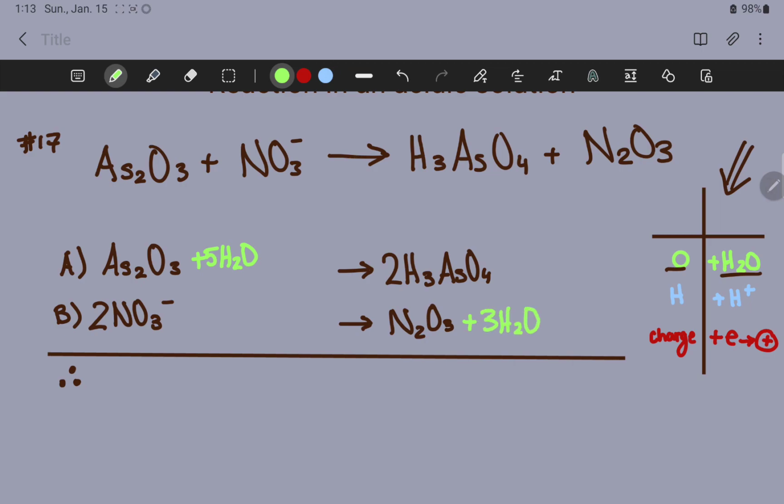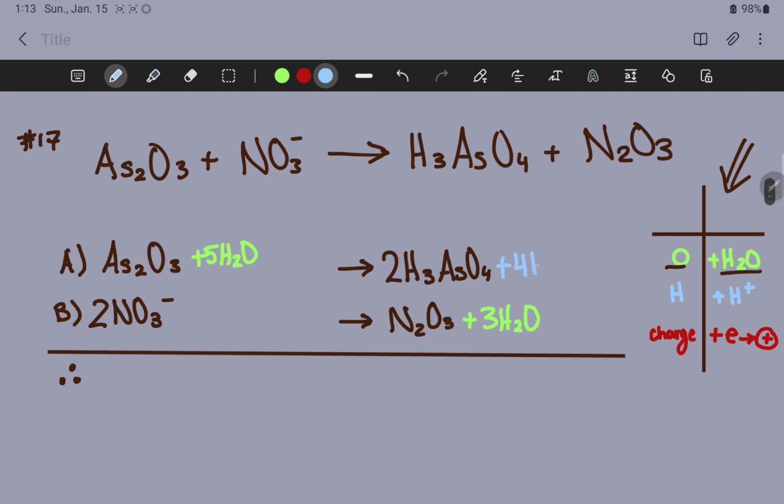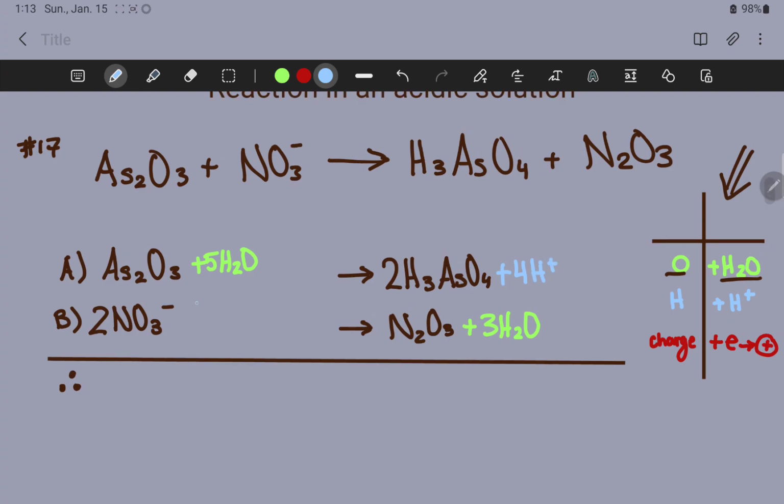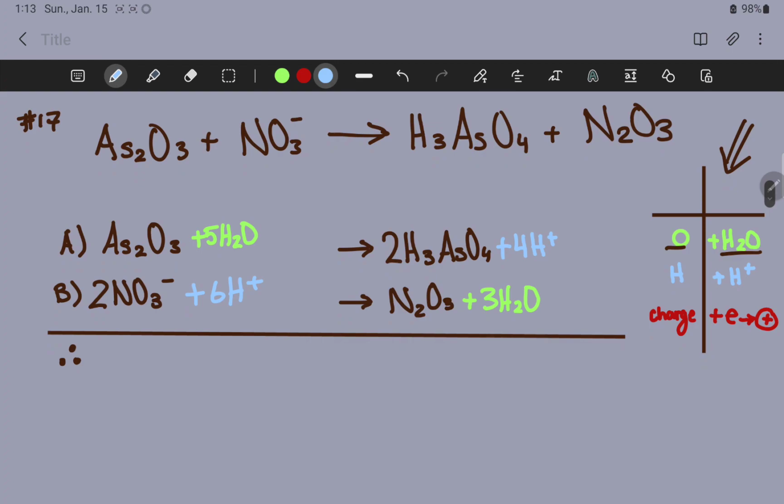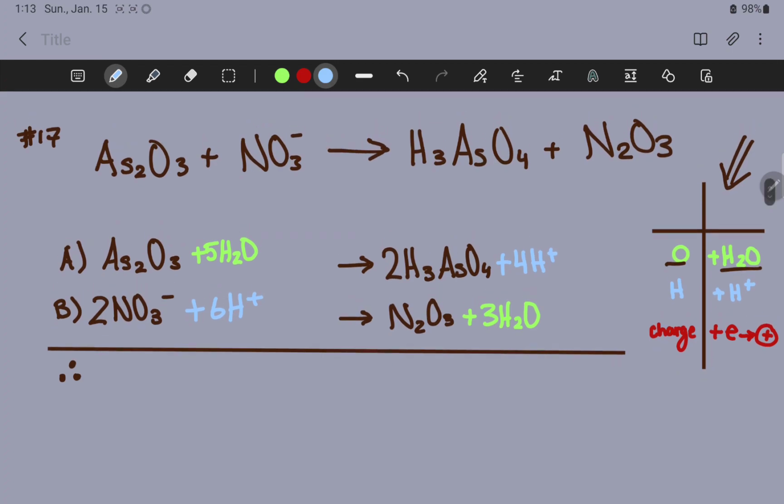And I'm going to do my hydrogens this time. So I've ended up adding 10 hydrogens right over here. And I have 6 over here. So I'm going to add 4 hydrogen ions to balance it off. And over here I have 6. So I'm going to add 6 hydrogen ions. Okay, and with that, I've balanced my hydrogens and my oxygens, but I have to do my charges now.